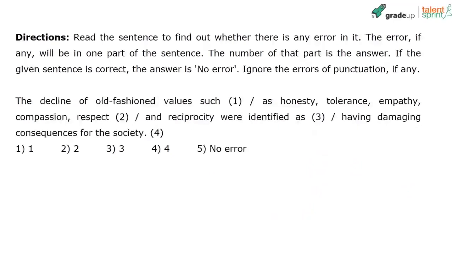The decline of old-fashioned values such as honesty, tolerance, empathy, compassion, respect, and reciprocity were identified as having damaging consequences for the society. Okay? So tell me, where do you think the error is for this? Then this one, a lot of you are saying option 4. Okay, let me quickly highlight something, right? A lot of you came back and said 4, 4, 4. Now, these consequences are not good for the society, but damaging for the society. That's the context meaning. So, for as a preposition there is absolutely fine. You don't have to make any changes there.